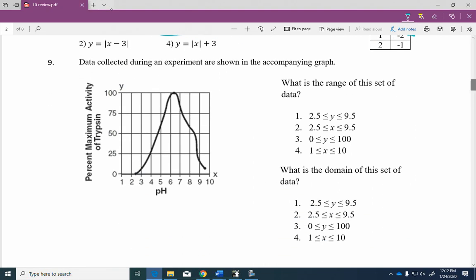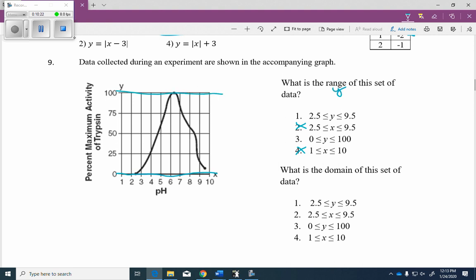Number 9, data collected during an experiment are shown in the accompanying graph. What is the range of this set of data? Remember, range are the y's. So I can cross off choice 2 and choice 4. Range are the y's. So from here to here, right? It's along the y-axis is what I'm looking for. My range goes from 0 to 100. It's got to be choice 3.